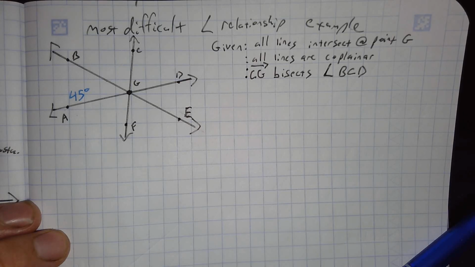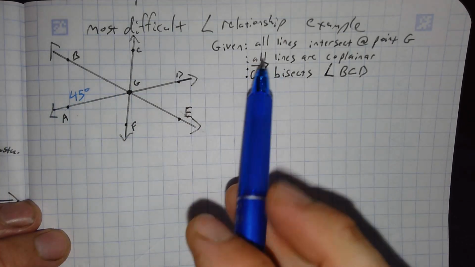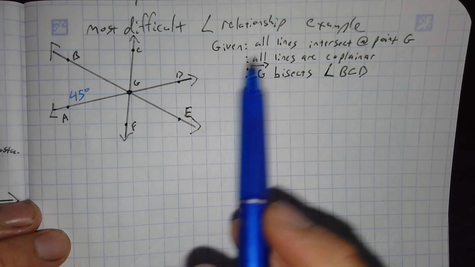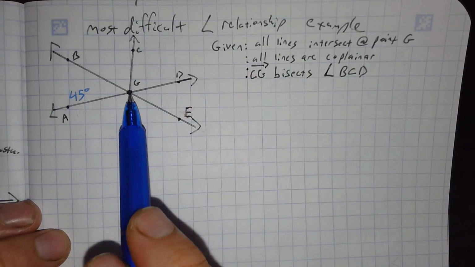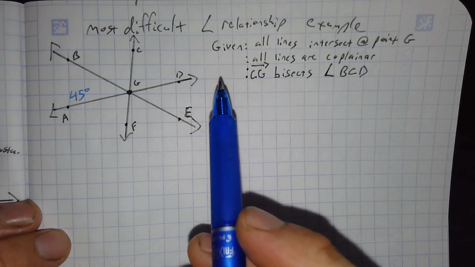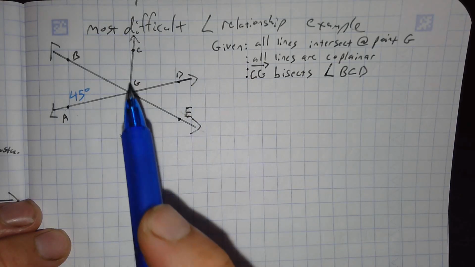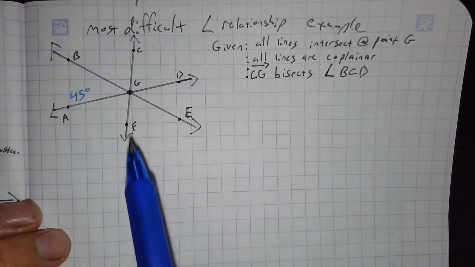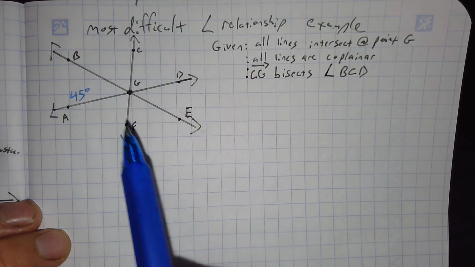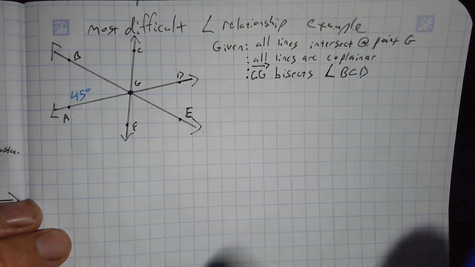All right, so here's my most difficult angle relationship example. I got this star looking thing and a couple givens over here. All the lines shown here intersect at point G. All lines are coplanar. That's just to be crystal clear about these things, like line CF isn't on a different plane, it's on the same plane, which happens to be this piece of paper.